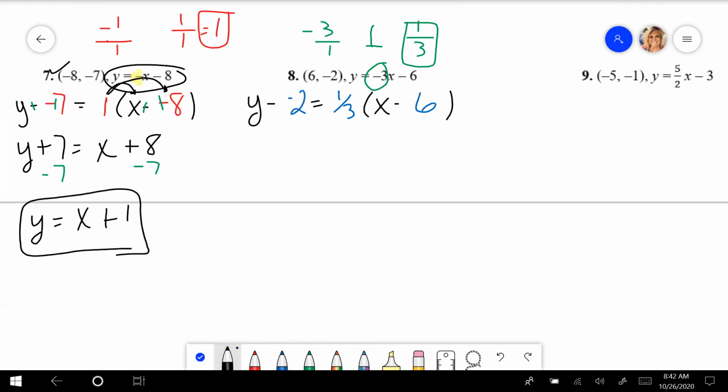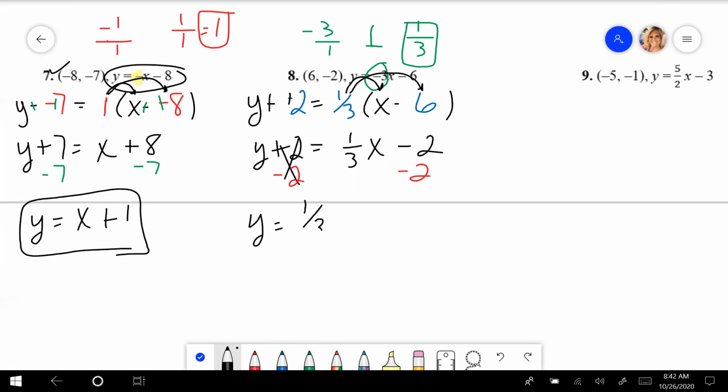Are there any minus and negatives? Yep, right here, change them to positive. So I get y plus 2 equals 1/3 times x, 1/3 x. 1/3 times -6 is -2. Still not done. You got to move that 2 to the other side. So I subtract 2 from each side. These cancel, and I get y equals 1/3 x minus 4. This is what you should have gotten.